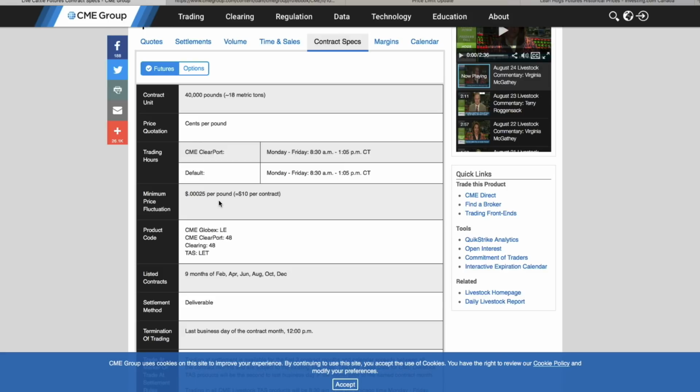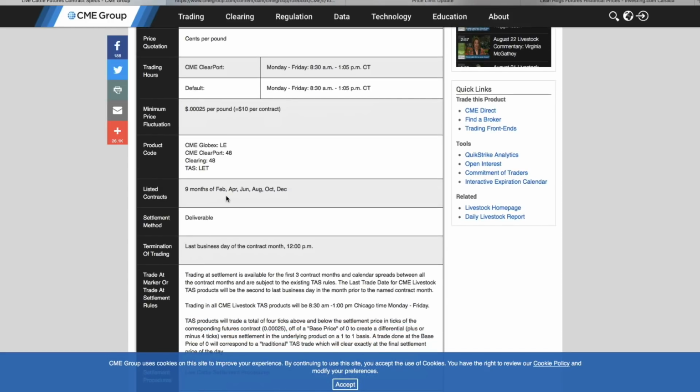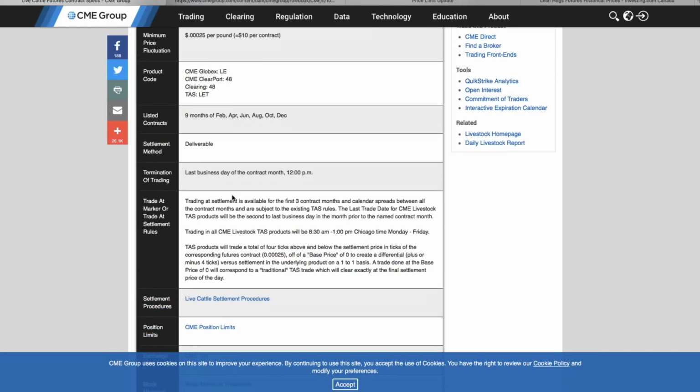So every price increment is $10. There are 40 price increments per penny, which means every penny move on this contract amounts to $400, every penny. So if it goes from 116 cents to 117 cents, the contract increased in value by $400. There's the product code, CME on Globex, LE. The months of trading, settlement method, we don't need to know any of that stuff.